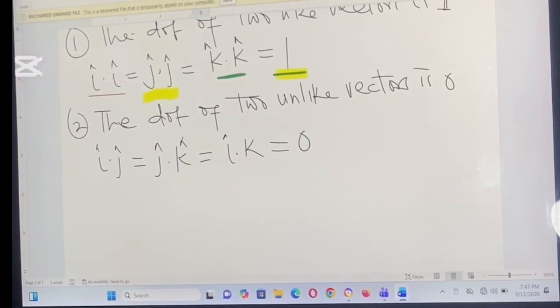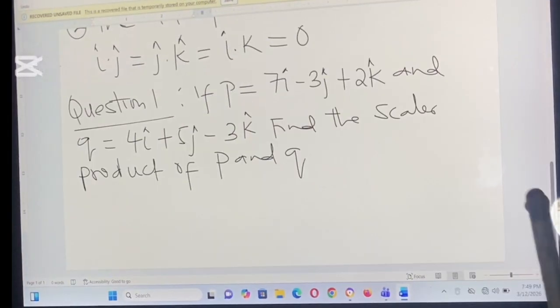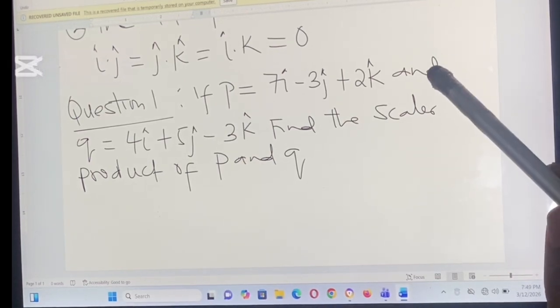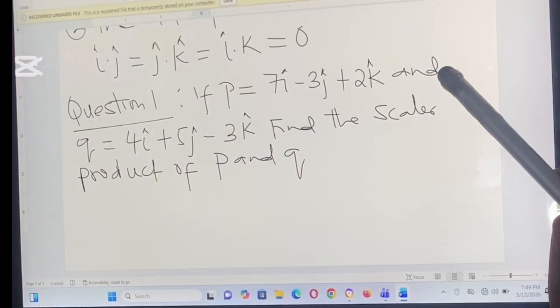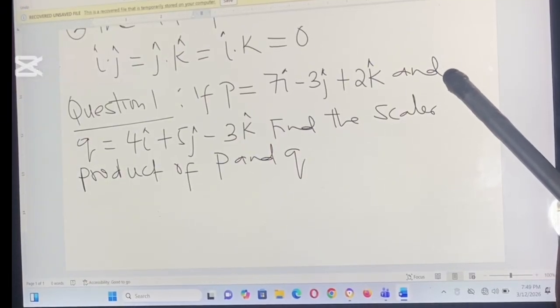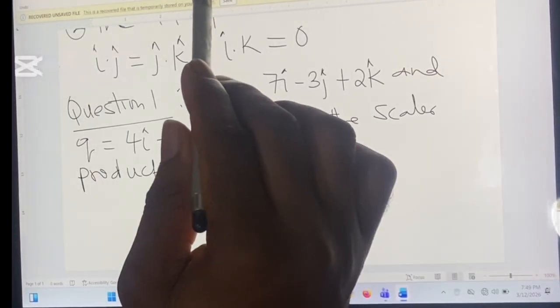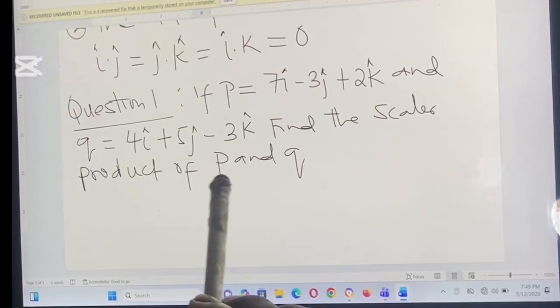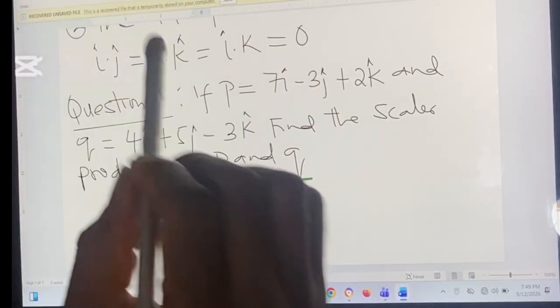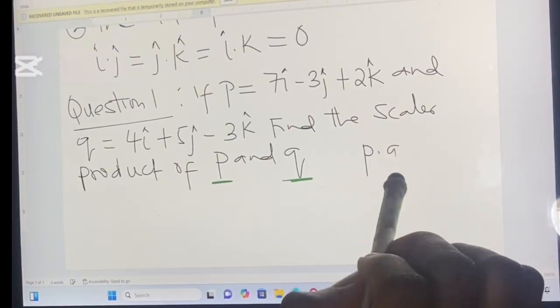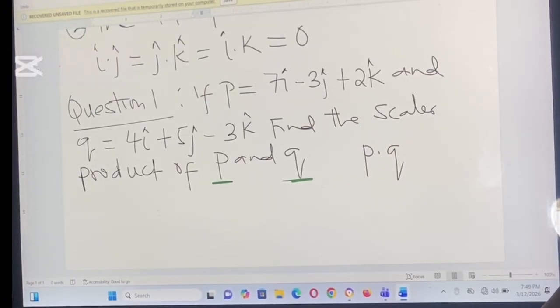Please take note. Okay, now let's solve question 1 to understand this law perfectly. They said if vector P is equal to 7i minus 3j plus 2k, and vector Q is equal to 4i plus 5j minus 3k, we are asked to find the scalar product of P and Q. That means it's the same as P dot Q. Please take note. Scalar product is the same as dot product.